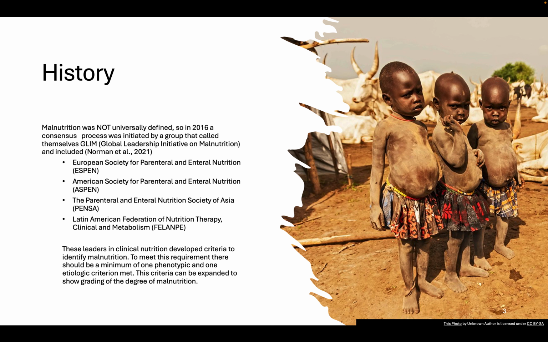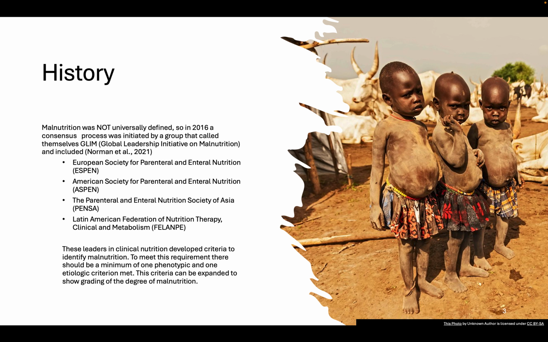Here we've got some little malnourished children. A history of malnutrition: malnutrition was not universally defined. So in 2016, a group of people came together to try to come up with the criteria that need to be met. This group was called the Global Leadership Initiative of Malnutrition.